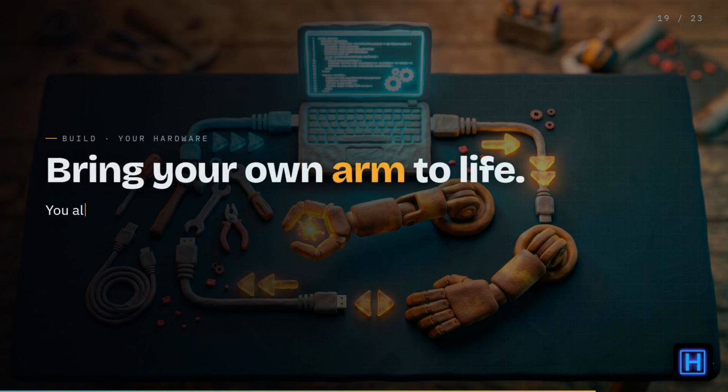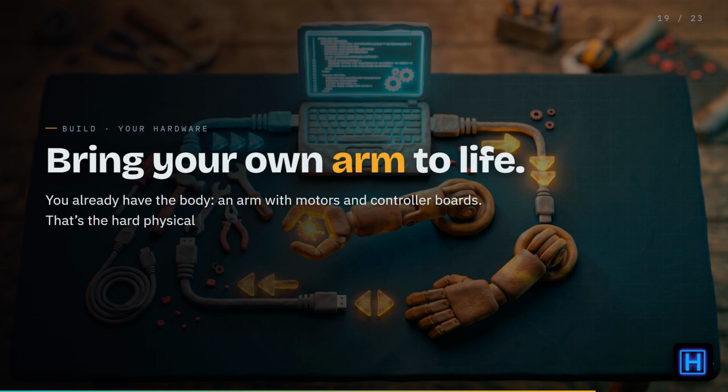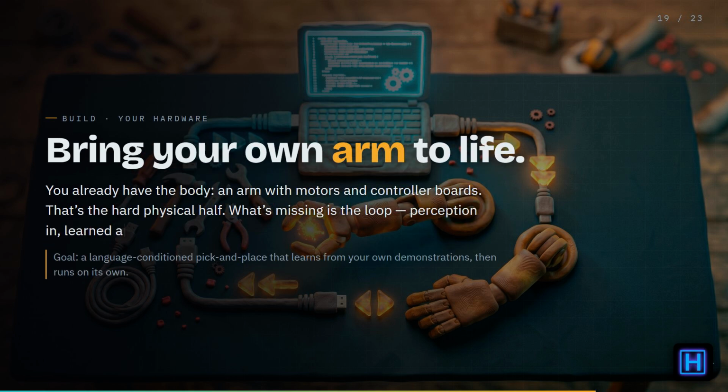Bring your own arm to life. You already have the body, an arm with motors and controller boards. That's the hard physical half. What's missing is the loop: perception in, learned action out. The goal: a language-conditioned pick and place that learns from your own demonstrations and then runs on its own. The whole lecture in miniature on your desk.